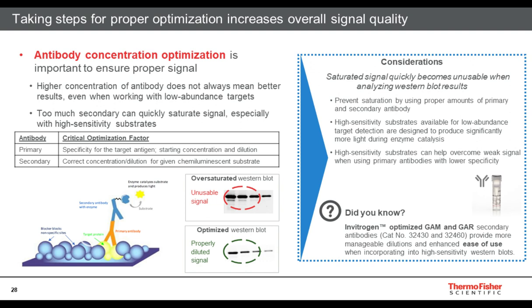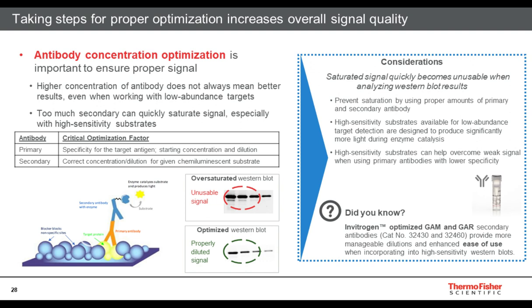In fact, for low abundant targets, it is strongly recommended to use a higher sensitivity substrate and further dilute the primary and secondary antibodies. Too much primary or secondary, when used with these high sensitivity substrates, can oversaturate the blot or cause excessive background noise. These problems make it very difficult to effectively detect the target and make conclusive decisions on the data analysis.